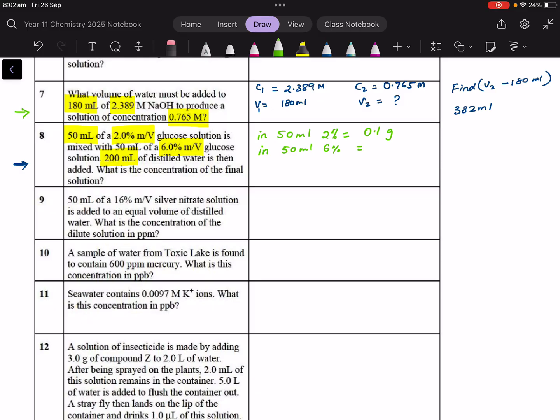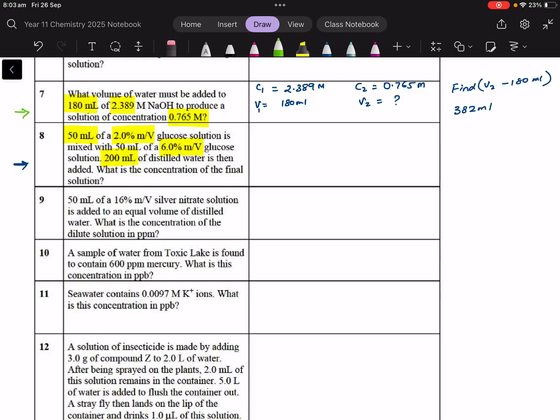you have 0.3 grams. I'm doing something wrong here. Sorry. Let me just start again.